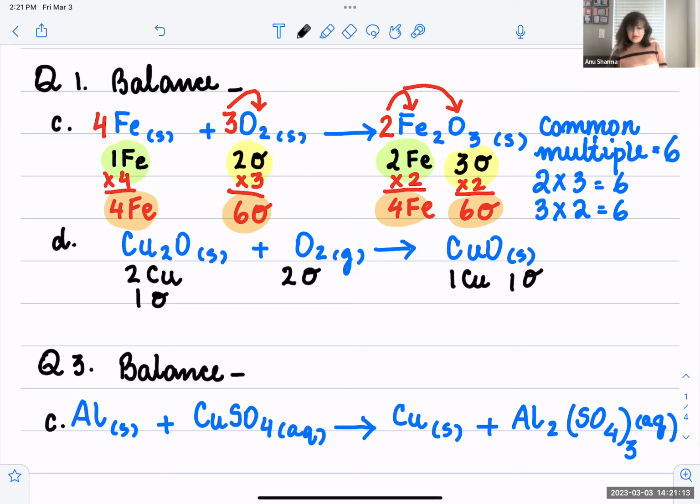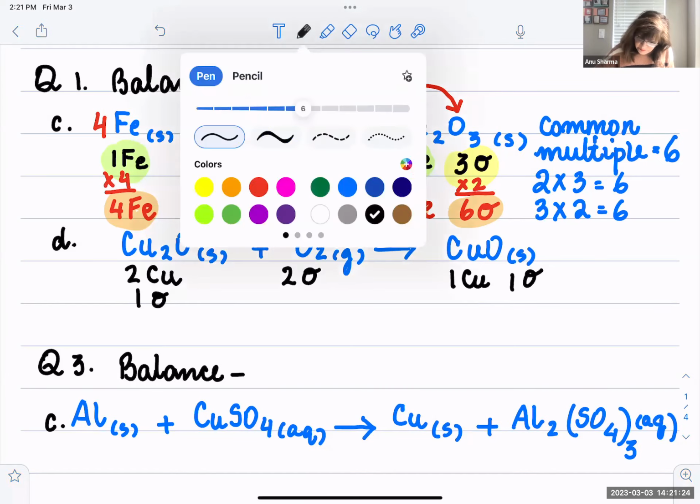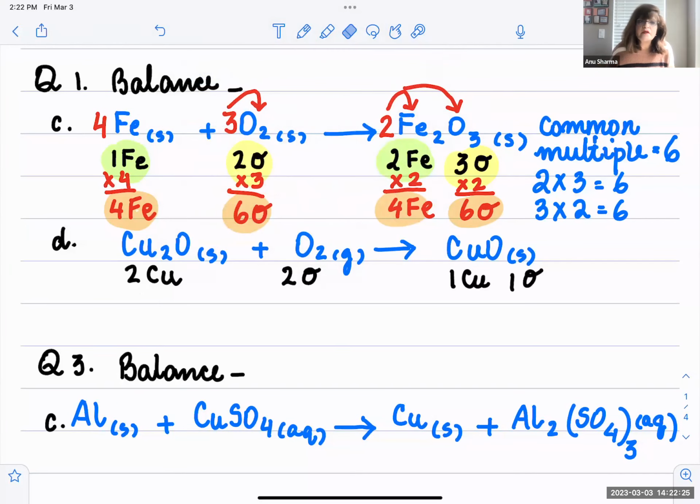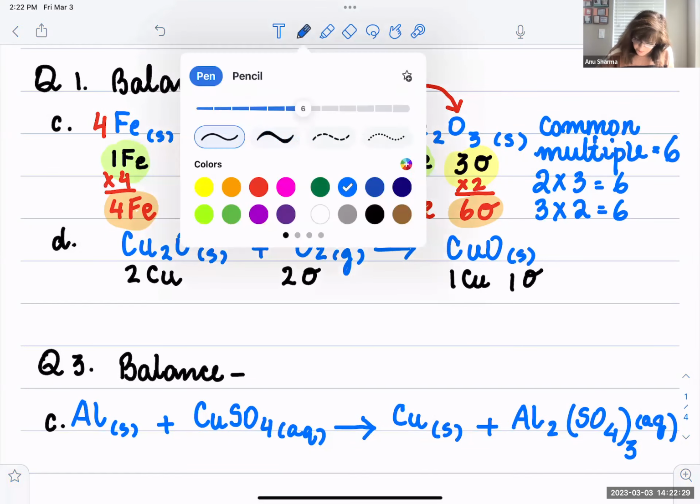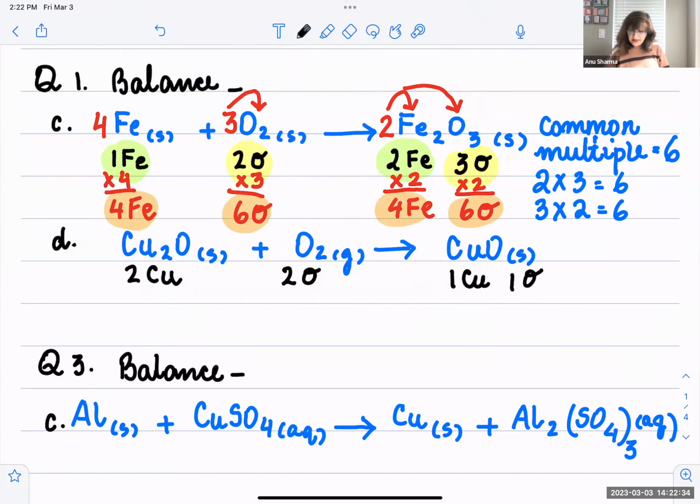Okay, so we need to change this. If we bring 2 here, so that is going to change the, let's see, one second. So now you see here we have copper, which is 1 on one side and 2 on the other side. And oxygens are a total of 3. So there's 1 oxygen plus 3 oxygen. So 3 oxygens on one side.